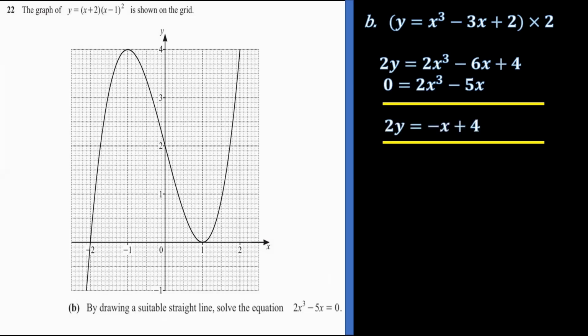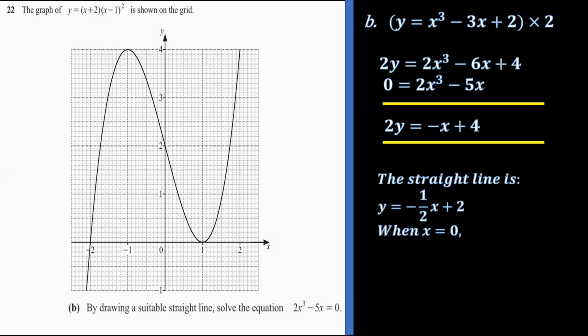Now, when I do this, this is what I'm going to have. 2y equals minus s plus 4. If I write this final value in gradient intercept form, that is, in the form y equals ms plus c, that is going to give me y equals minus 1 over 2s plus 2. So I'm dividing both sides by 2. If I divide both sides by 2, I will get y equals minus 1 over 2s plus 2.